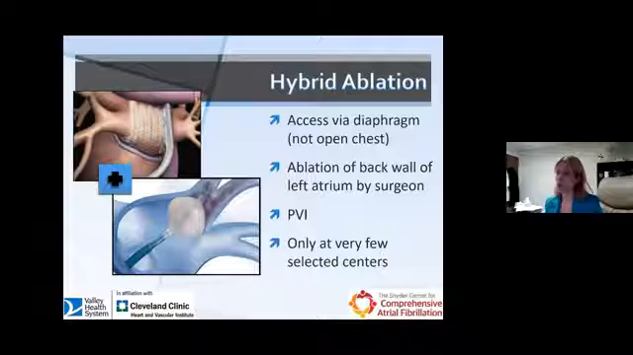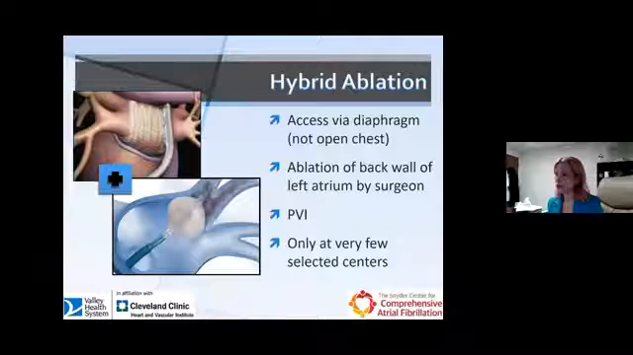If it still doesn't work, if you still think that the simple ablation is not enough to cure atrial fibrillation in certain patients, especially if they have been in atrial fibrillation for a very long time, or if they have already failed an ablation procedure, we often use something called a hybrid ablation.